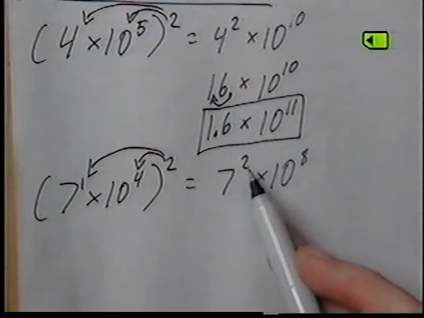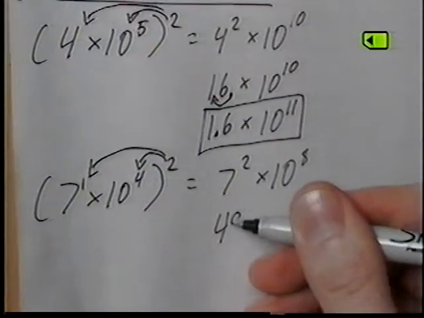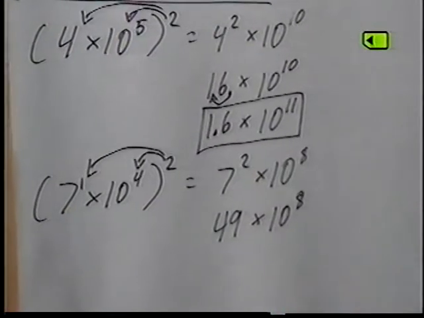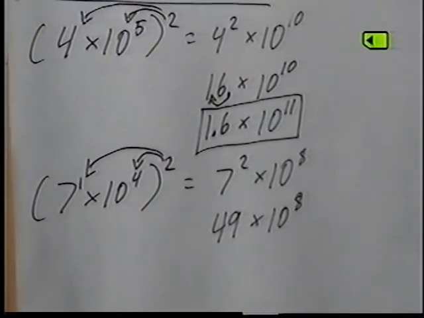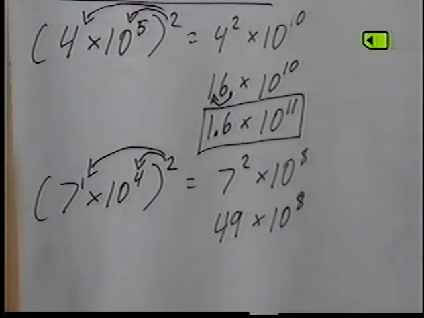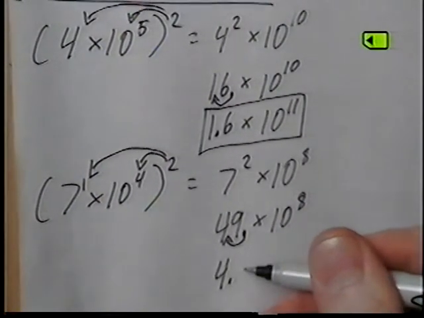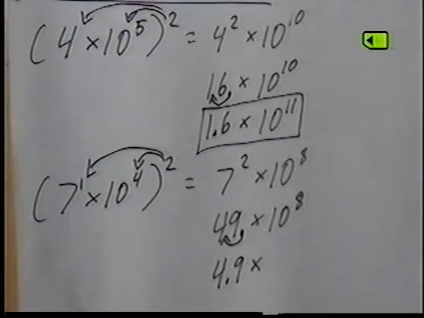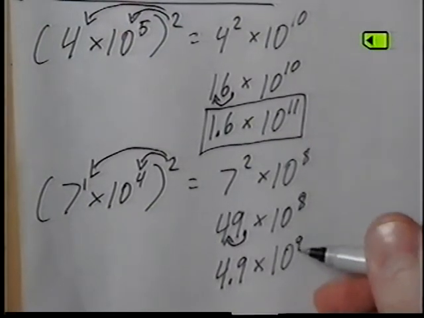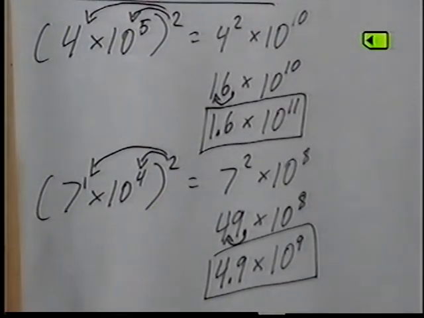Simplifying the first number, 7 squared. It's not 7 times 2, but 7 times itself 2 times. 7 times 7 is 49. Times 10 to the 8th stays, again because we're using scientific notation. Just like before, 49 though is bigger than 10. So what you need to do is move the decimal one time to make this 4.9. And again, if you move the decimal one time to the left, this exponent you increase by 1. So your final answer, 4.9 times 10 to the 9th power.